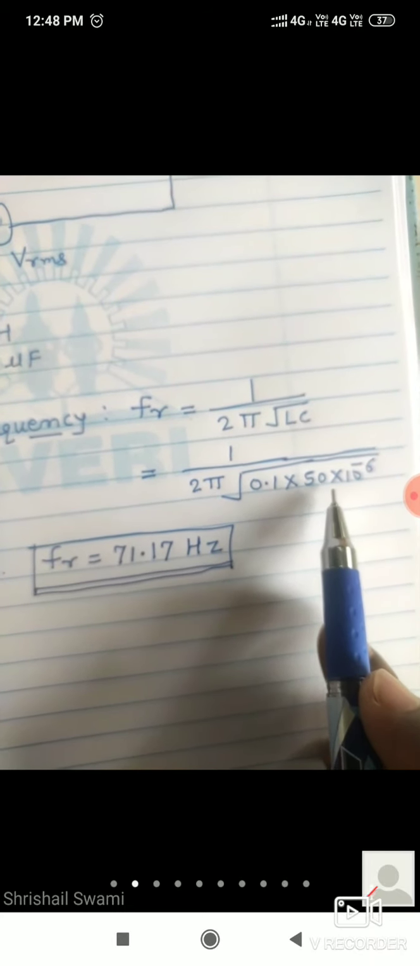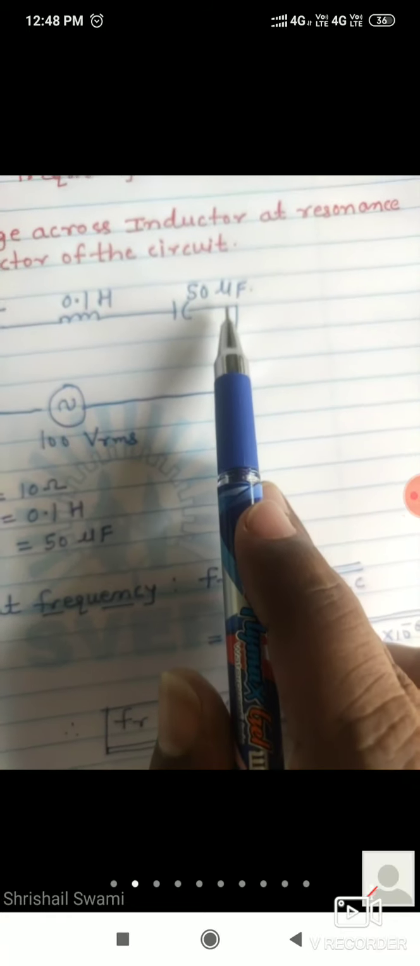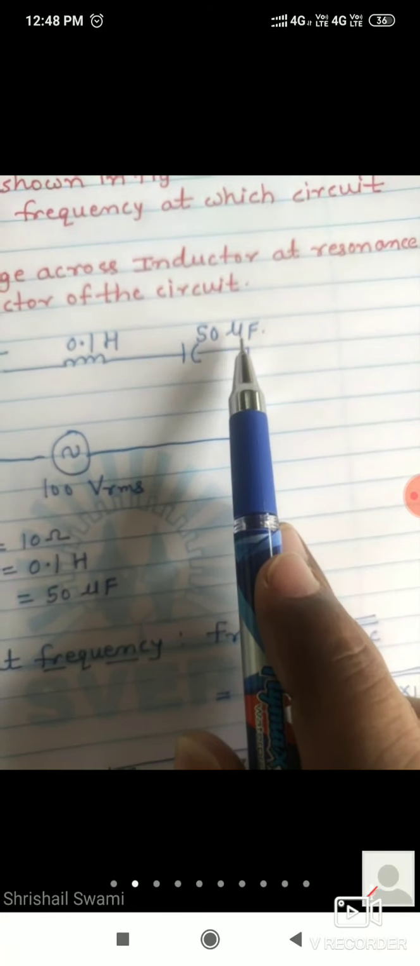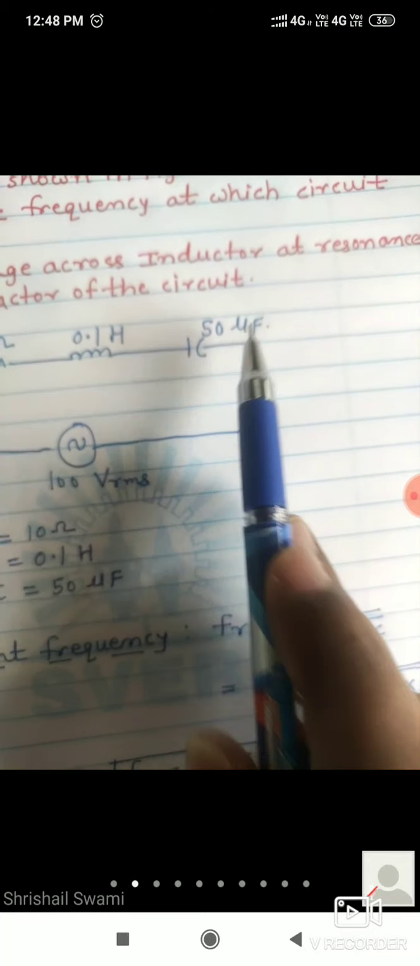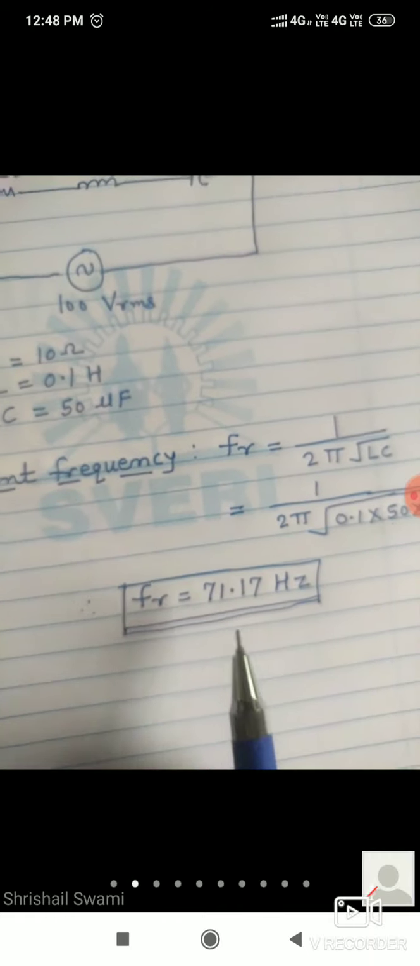Very simple calculations are there. You have to use the calculator properly and mention the values properly. Many students are forgetting to mention 10 raised to minus 6 here. They are only putting 50. But what is the value of the capacitor, you can carefully read and observe. 50 micro is there. Micro means 10 raised to minus 6. If you are not putting 10 raised to minus 6, you will get the wrong answer.